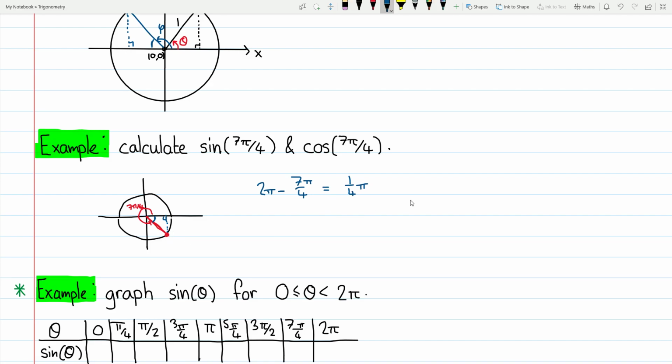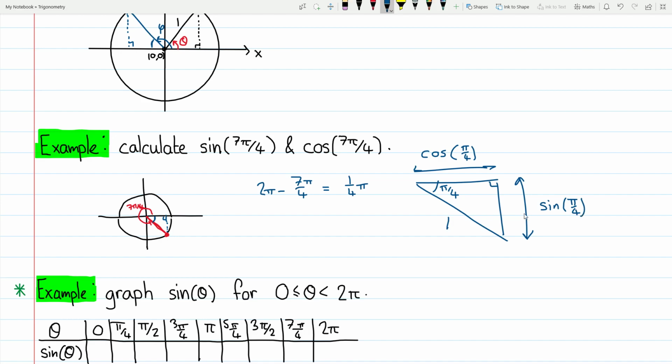So if we draw the triangle, we now have a right triangle with an angle of pi over 4, and we have a radius of 1 because it's a unit circle, and so we now want to find the height and the width. Well, the width is going to be the cosine of pi over 4, and the height is going to be sine of pi over 4. Now, there's a couple of ways you can do this. You could plug it into the calculator, and that's perfectly fine. Remember to select radians if you're using pi over 4, or degrees if you're using 45 degrees.